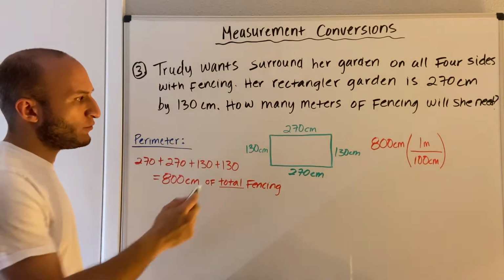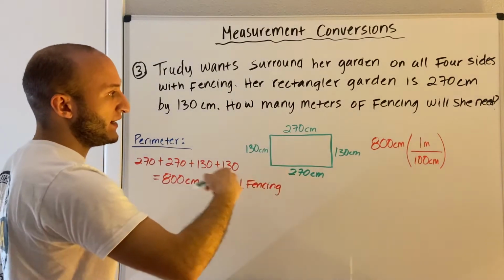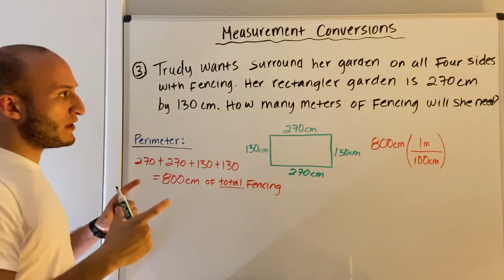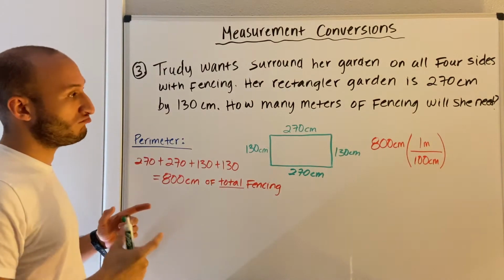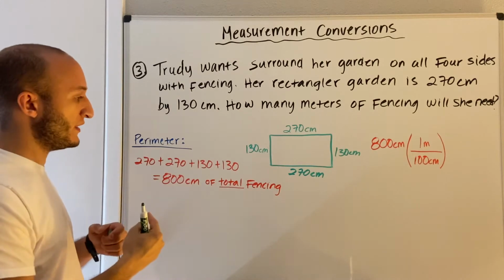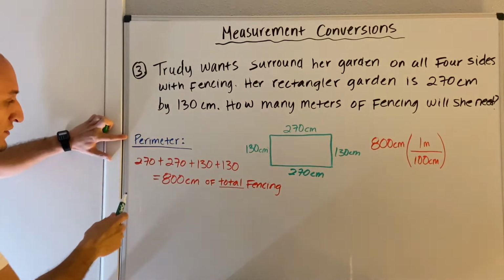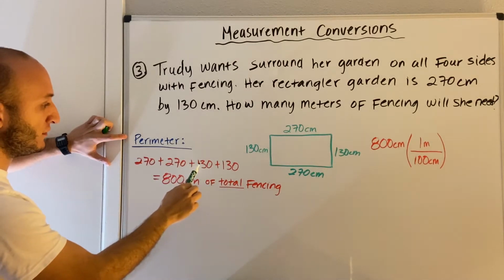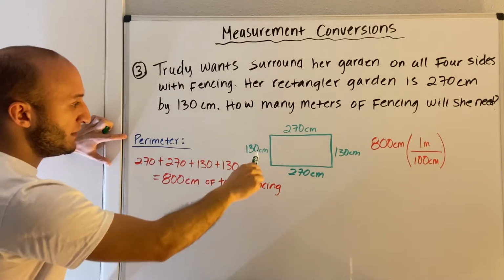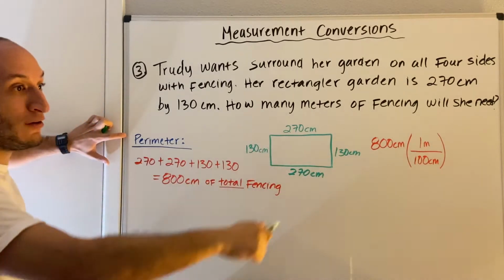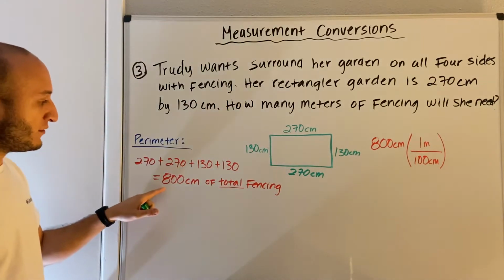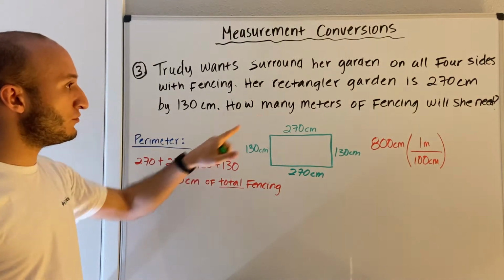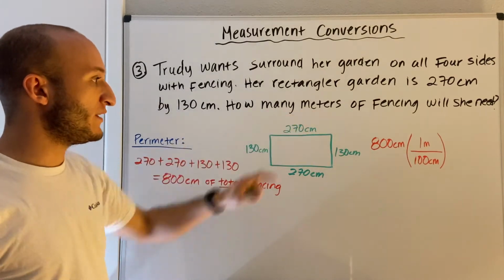My way of solving this, I would find the perimeter first, then I will convert to meters. Because if I could find the total amount of fencing I'm going to need in centimeters, I could easily switch that to meters. So perimeter, I have 270 plus 270 plus 130 plus 130, meaning I'm adding up all the sides to see how long that fence is. It ends up being 800 centimeters of total fencing. So I don't want to know centimeters, but I want to know meters.